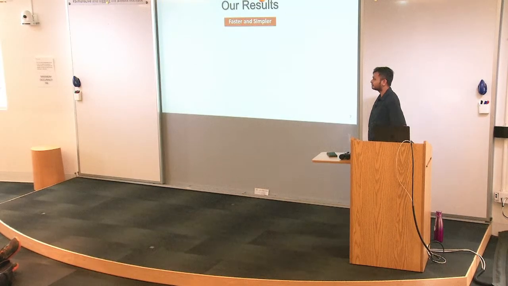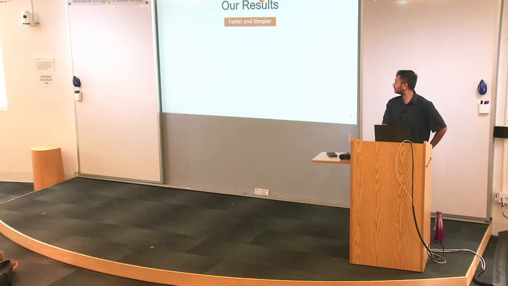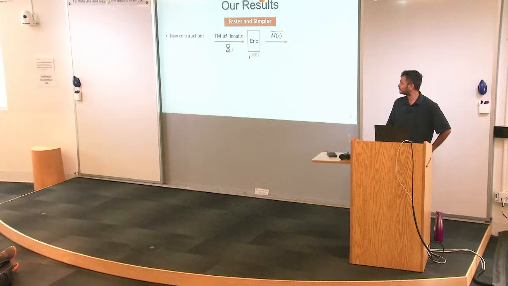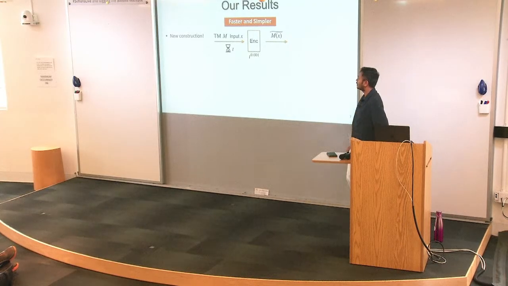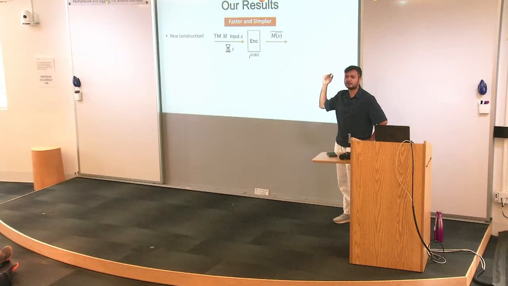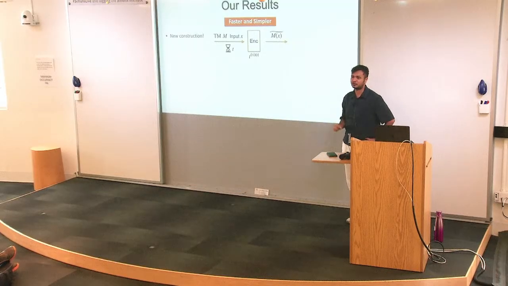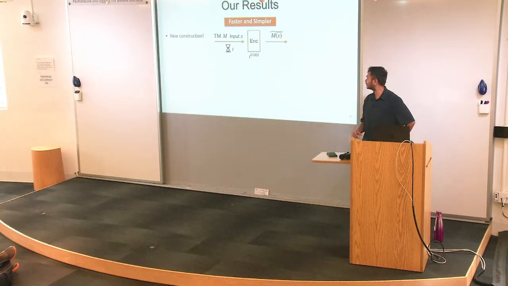Okay, let me go to our results. We get something faster and simpler. What do I mean? We give a new construction where the encoding time can be made arbitrarily small. Let's say you choose your favorite constant, like 0.001, and you can make the encoding time t to the 0.001. So you can really shrink this encoding time.